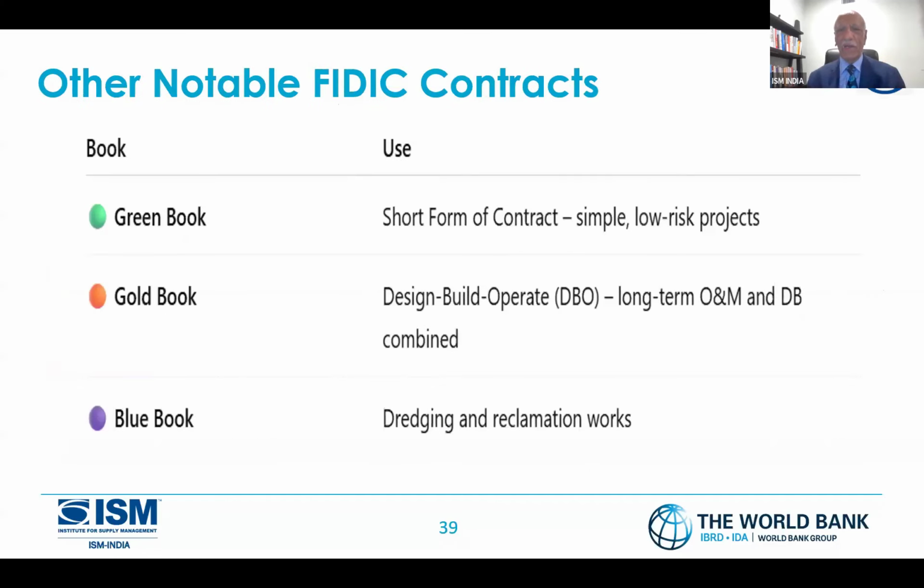There's a green book, as I explained earlier, for less than $500,000 contracts. Because we don't want to have 20 pages, 30 pages of contract and the supplier runs away. So for small values, I could have a smaller text. Gold book, again, design, build, and operate. Blue book, if I'm doing dredging, undermines, I'm doing the dredging part and the water comes out. So in those cases, the risks are very high. The dredging part and reclamation work, we use the blue book.